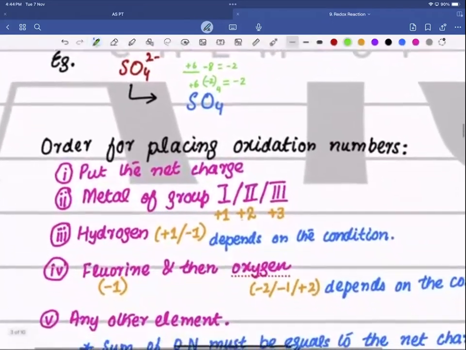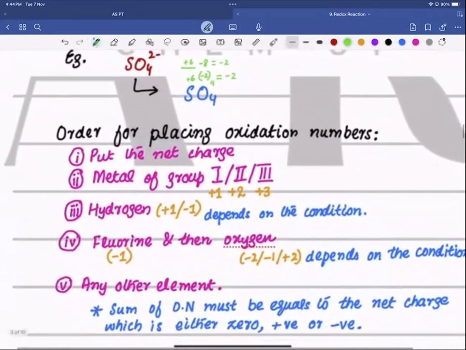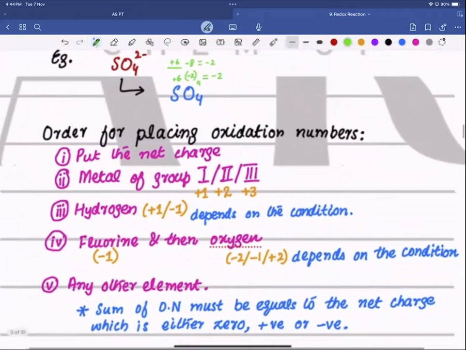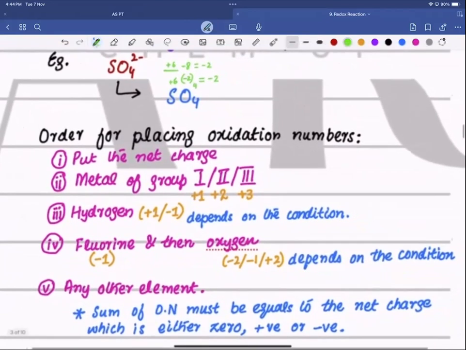And then we have an order for placing the oxidation numbers. Whenever in a compound we are going to place the oxidation numbers, we always follow this rule. We always put the net charge first, which is after the equals sign, and is either 0 or -1 or +1 or -2 or +2. Then we put the oxidation number of the metals from group 1, group 2, and group 3 only.